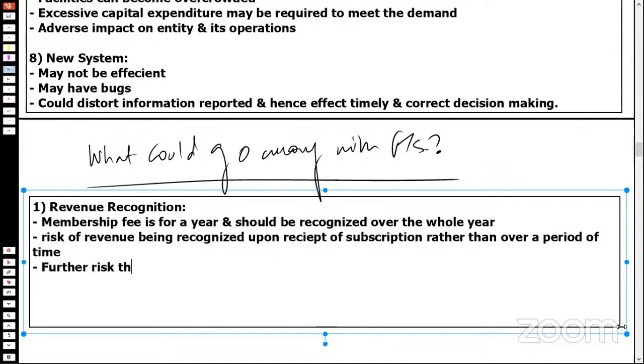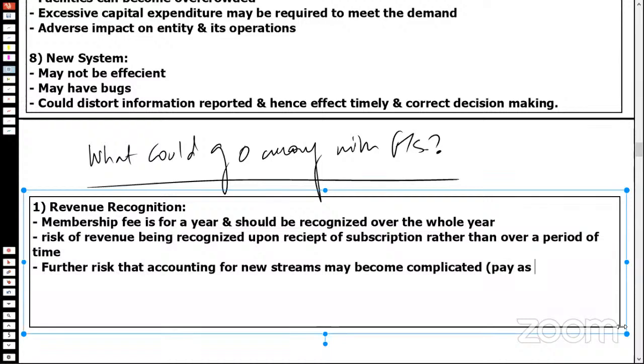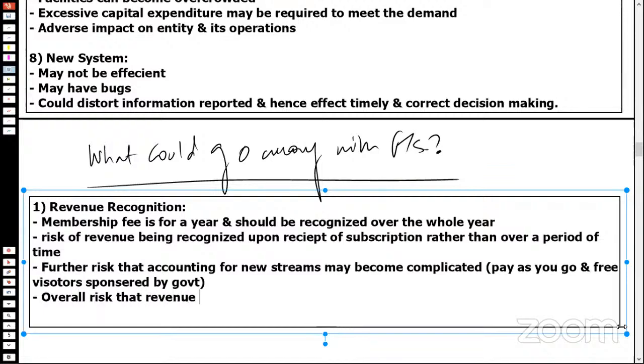Further risk that accounting for new streams may become complicated, like pay as you go, and free visitors sponsored by government. So there is an overall risk that revenue may be overstated.